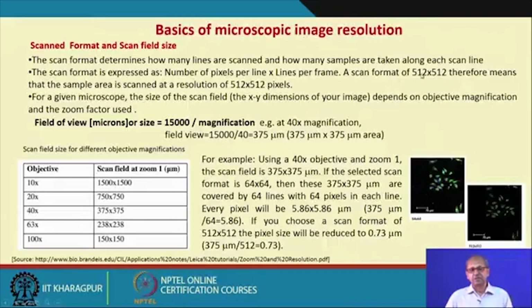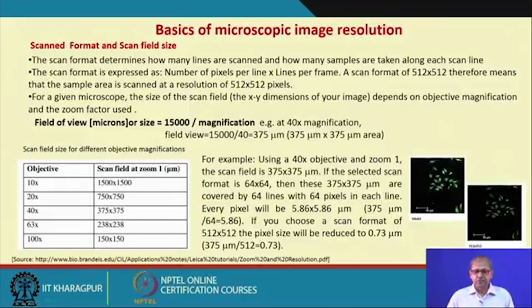Like say, if a scan format is 512 into 512, it means that the sample area is scanned at a resolution of 512 into 512 pixels. For a given microscope, the size of the scanned field in the XY dimension of our image depends on the objective magnification and the zoom factor. So, the rule of thumb is that the field of view in microns is 15,000 divided by the magnification of the objective. For example, if we use 40x magnification, the field of view will be 375 micrometer into 375 micrometer area. In that way you can calculate for 10x, 20x to 100x objectives, and you can see that as the objective magnification increases, the field of view is decreasing, say from 1500 by 1500 for 10x, to 150 by 150 micrometer for 100x.